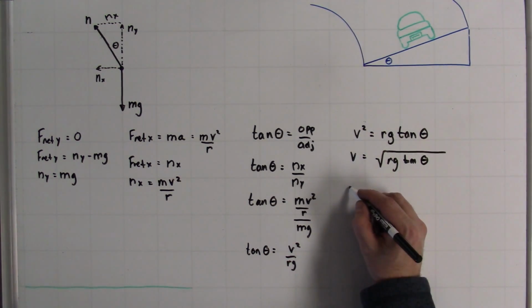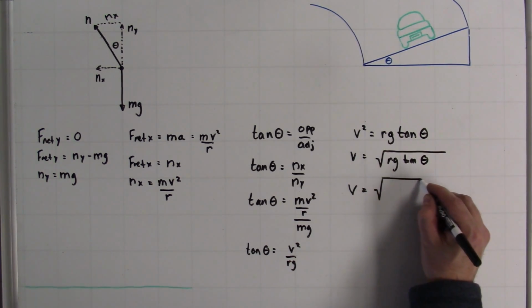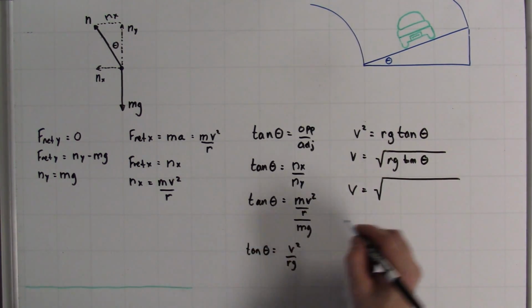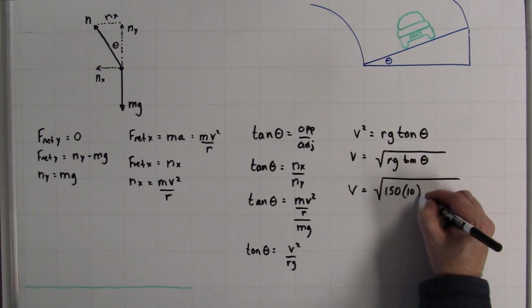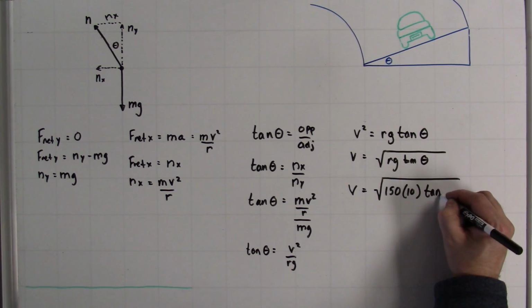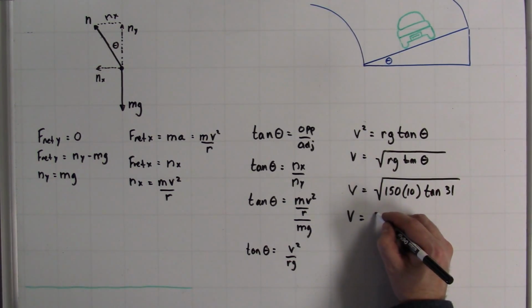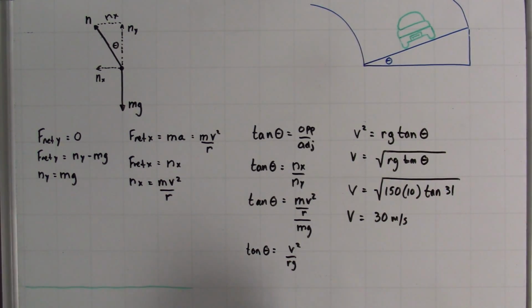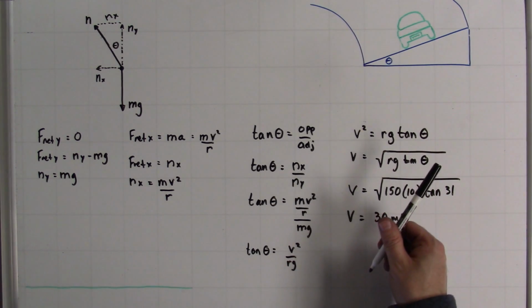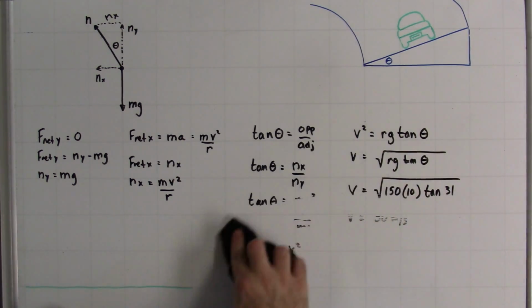Let's finish this right here in case we need it. V is equal to the square root of, according to the problem, the radius is 150 meters, our g value is 10, the ramp angle is 31 degrees, so it turns out V is equal to 30 meters per second. We might need that in a moment, so let's reset and see if we can figure out how heavy he feels.